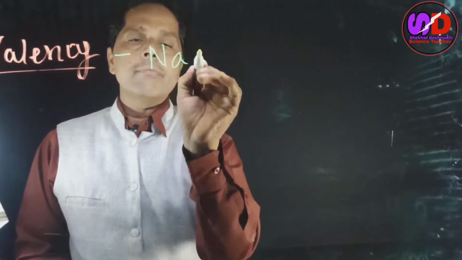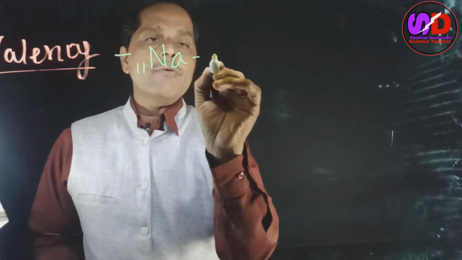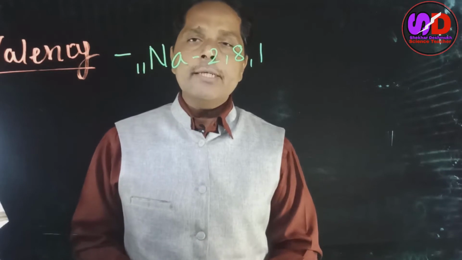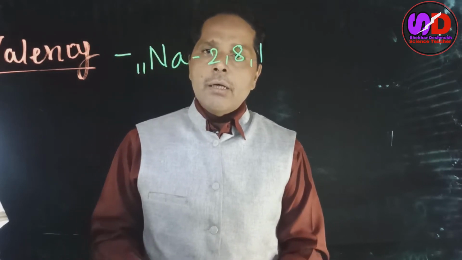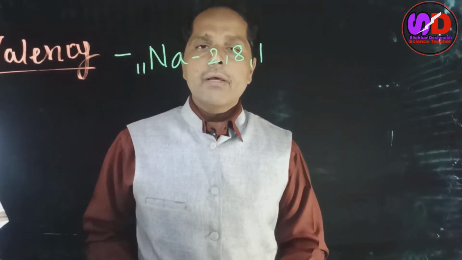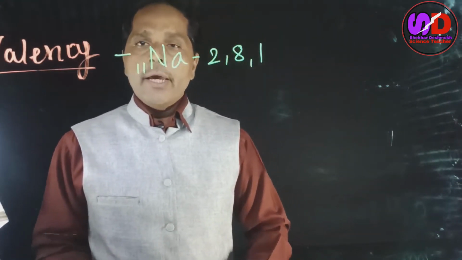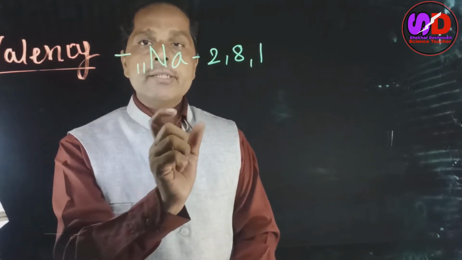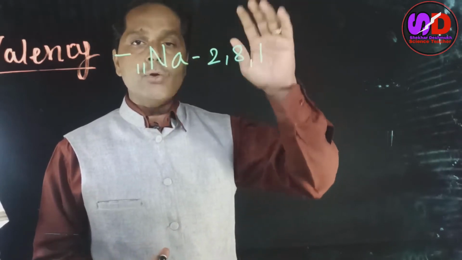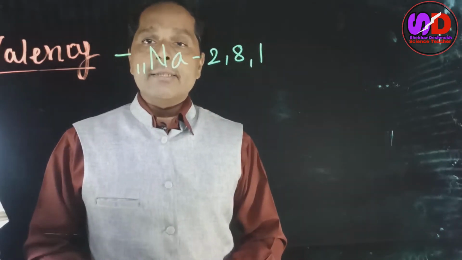Suppose sodium, atomic number 11, so the electronic configuration is 2, 8, 1. Electronic configuration is nothing but the arrangement of electrons in different orbits. So 2, 8, 1 is the electronic configuration of sodium. Every atom tries to complete its octet. That means every atom requires 8 electrons in the outermost shell. For that, the atom tries.